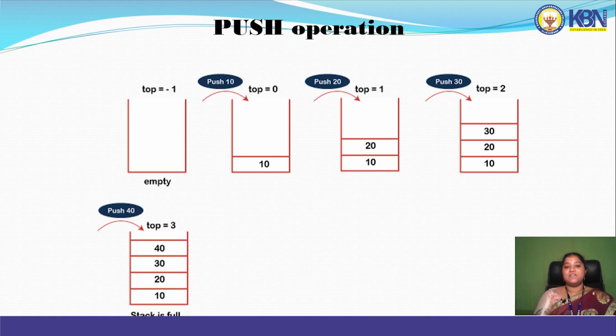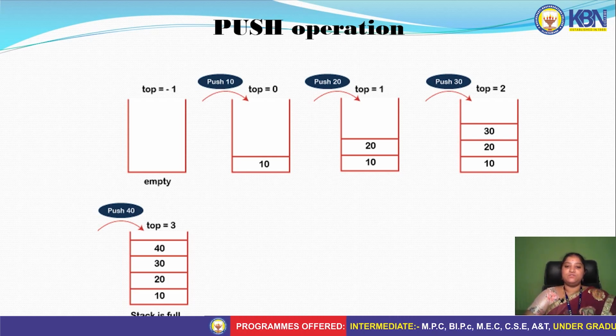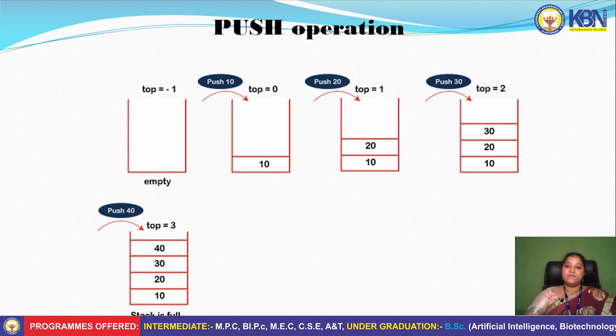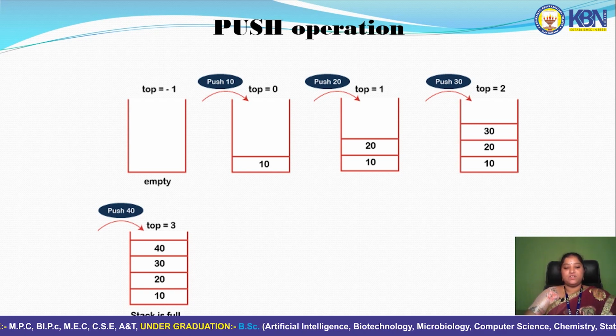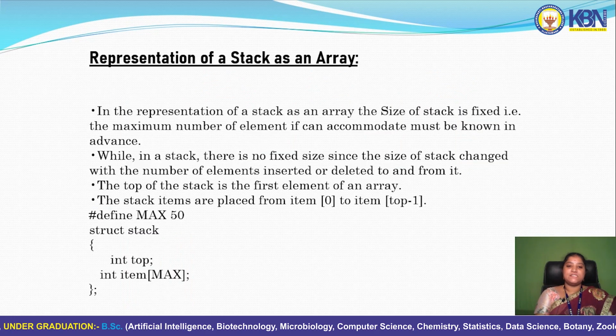Now this is the push operation. In previous sessions we saw the pop operation and this push operation. In the push operation, when the stack is empty, top is -1. We can push an element 10, the top is equal to 0, and then we push an element 20, the top position is 1. We push an element 30, the top position is 2. We push an element 40, the top is 3. Then the stack is full. So these are the operations performed on a stack.